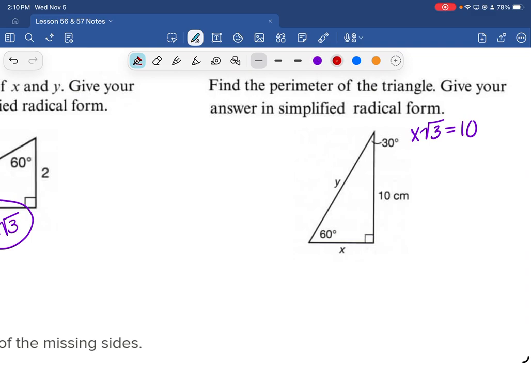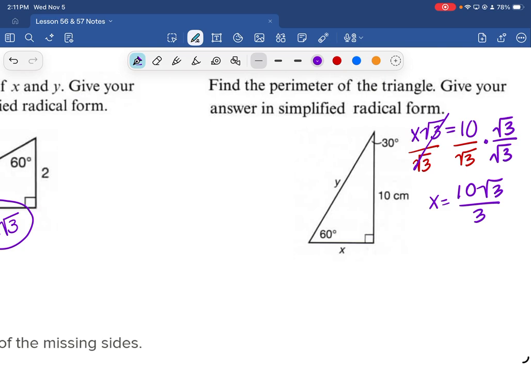Now, to get x alone, we divide by root 3, because that's what takes it off of there. Now, I cannot have a radical in the denominator. How do I get it out of there? Times it by root 3. So I'm going to get x equal to 10 root 3 over 3. So that is my short leg.